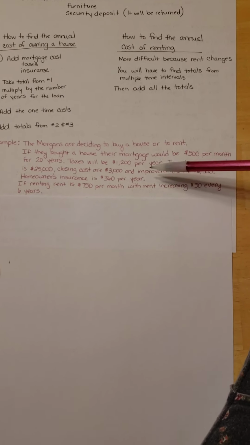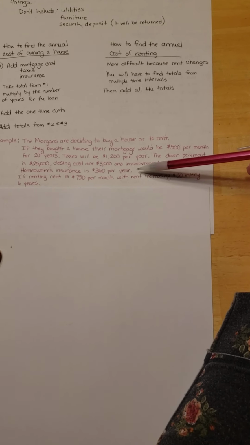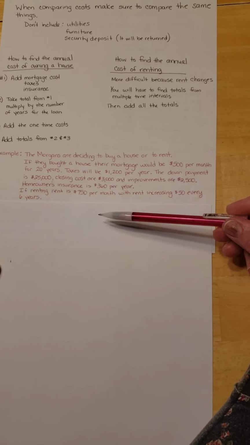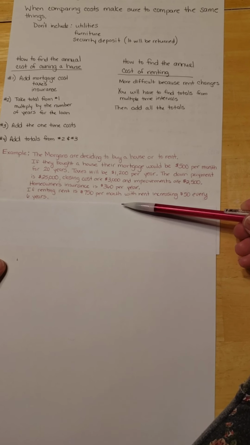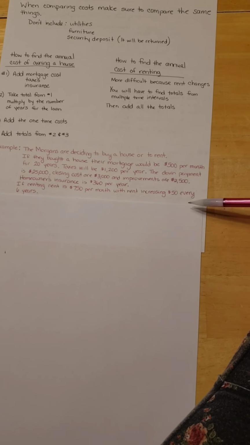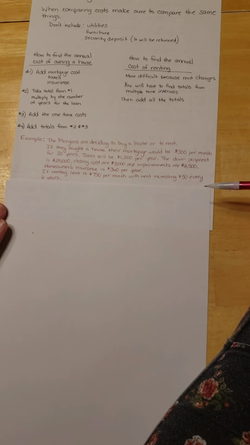Now, we also have homeowners insurance of $360 per year. If we're renting an apartment, our rent is $750 per month, with our rent increasing $50 every 6 years, so it's going to change. So let's put this all into what we just talked about.